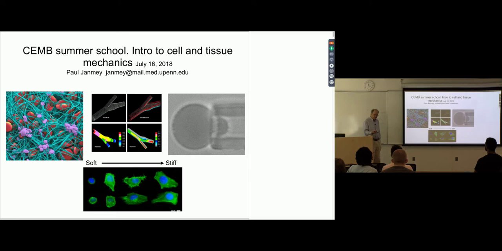So here's one example. These are all, I think, fibroblasts. They're all in chemically identical medium. It's the same cell line. It's even the same culture dish. The only difference is that these cells are sitting on materials that range from very, very soft, about as soft as mucus or fat, to things that are stiffer, not super stiff, but about as stiff as a muscle.